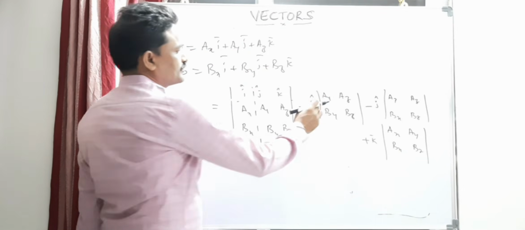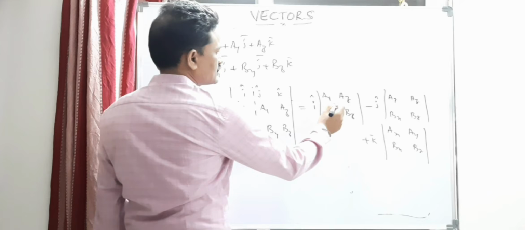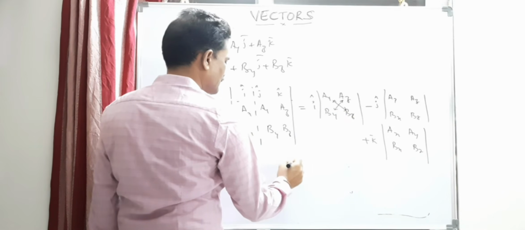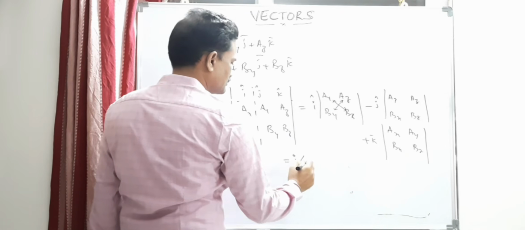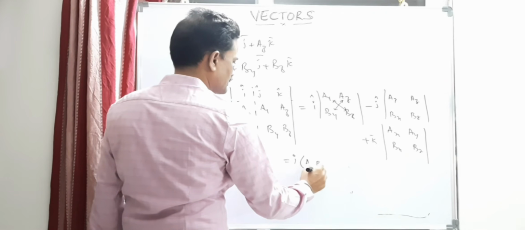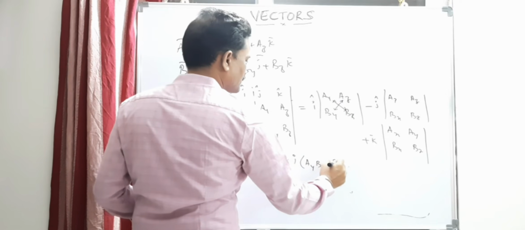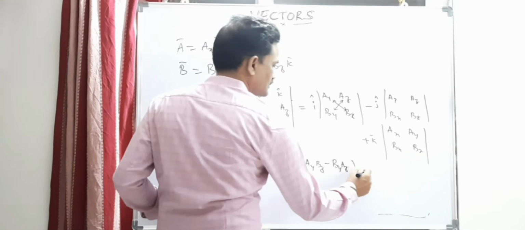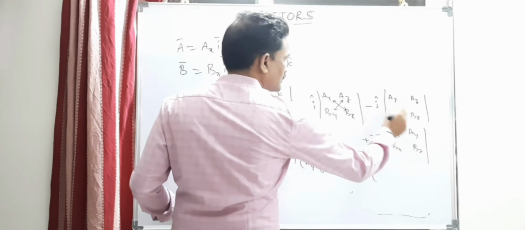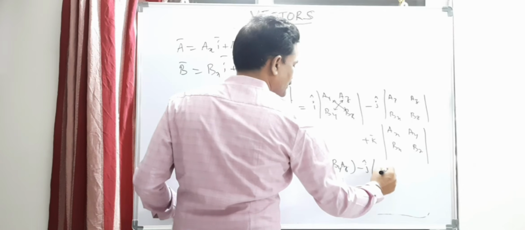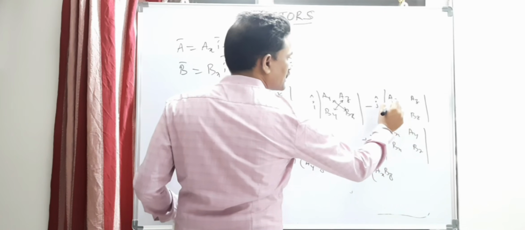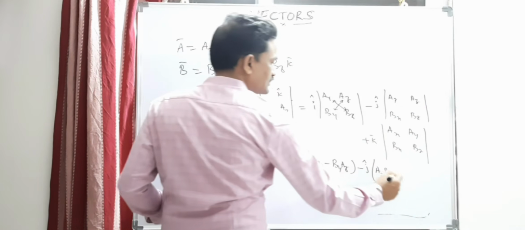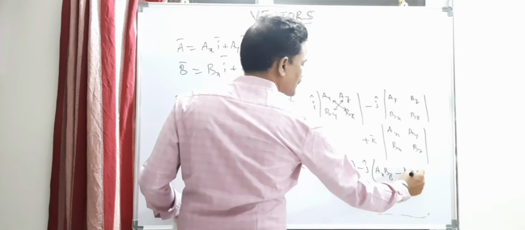Now the determinant of a 2 by 2 matrix is just like this multiplication. Now the value is i into multiply these two: this is ay bz minus by az. Then minus j into this is ax bz, the product of these two minus the product of these two. We have to take the diagonals. This is minus az bx.